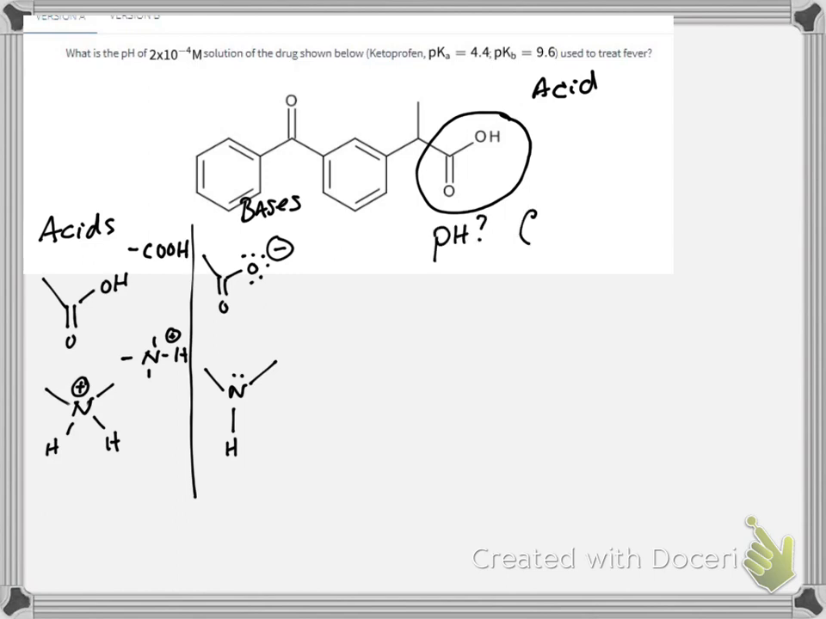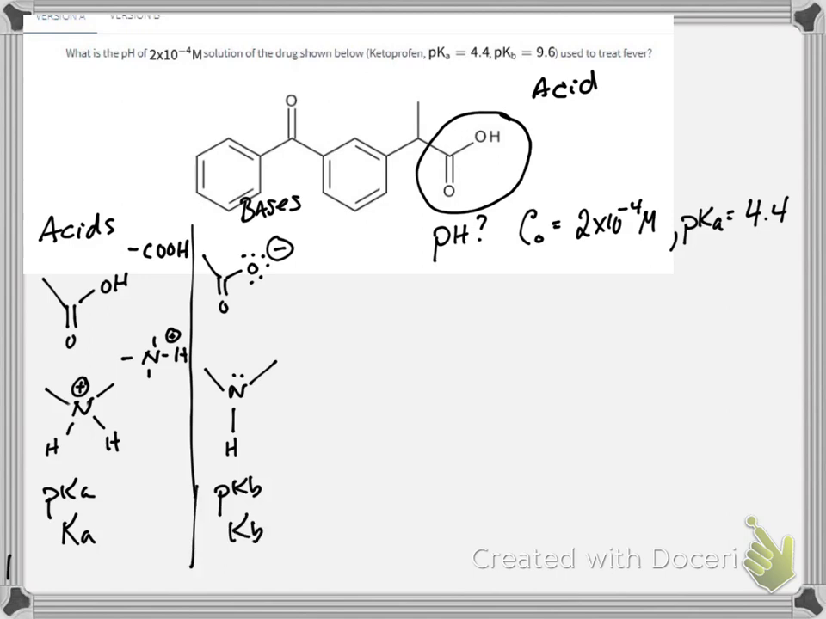So the question is, what is the pH, knowing that C0 is 10 to the minus 4 molar and that pKa is 4.4? Now we know we're undergoing Ka because acids undergo Ka, and bases undergo Kb, right? They produce H3O plus and produce OH minus. That's what we want to keep in mind every time you look at a molecule.